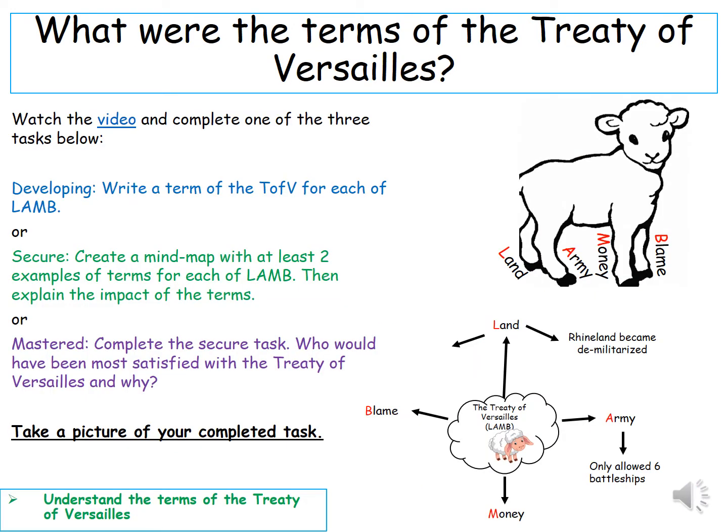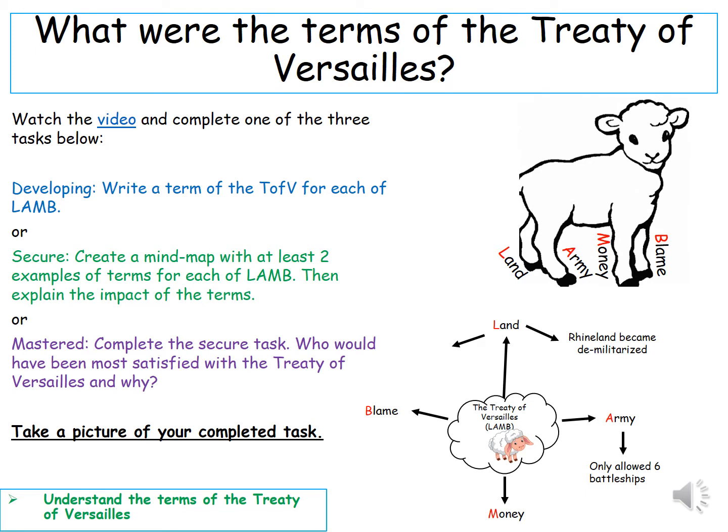The second learning objective is to understand the terms of the Treaty of Versailles. So whenever we talk about the Treaty of Versailles, we talk about LAM, which stands for land, army, money and blame. So we'd like all students again to watch the video and then to complete one of the three tasks below. So developing students, you're going to write the terms of the Treaty of Versailles in each of LAM. So you're going to give me one example of land, one example of army, one example of money, and one example of how Germany were blamed.